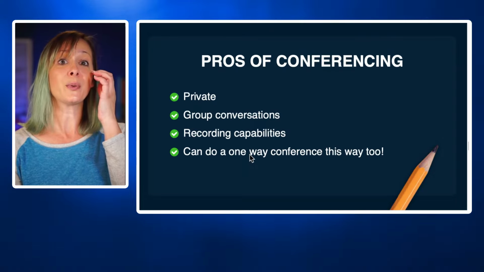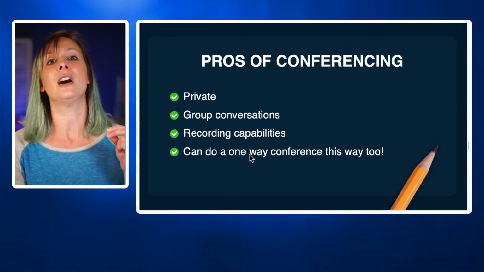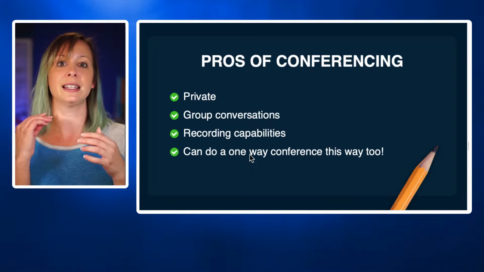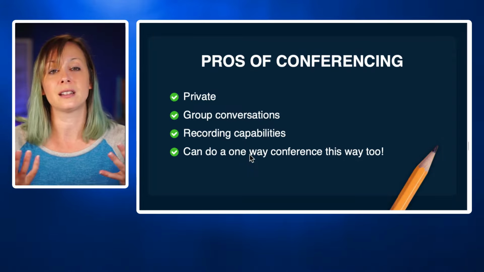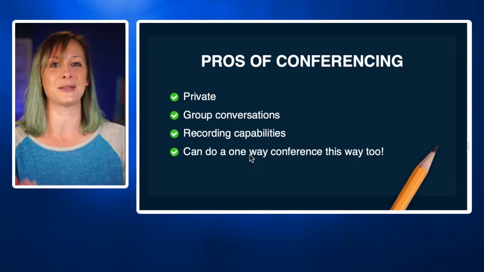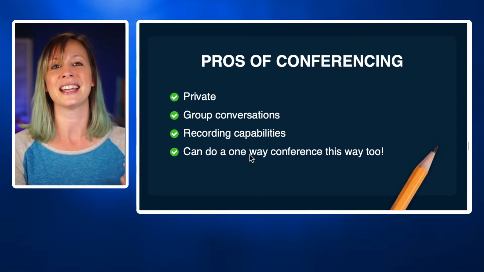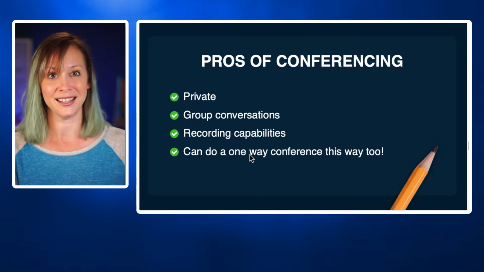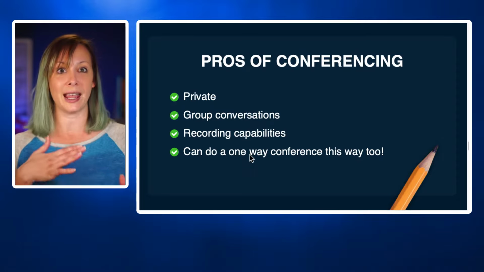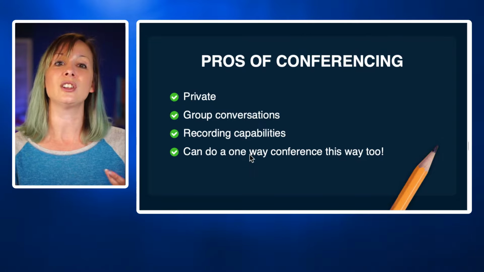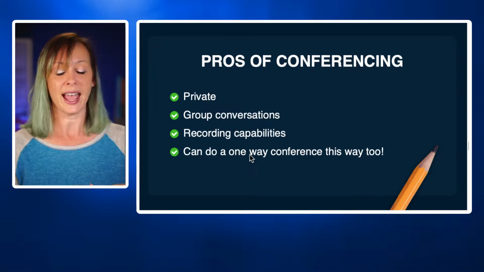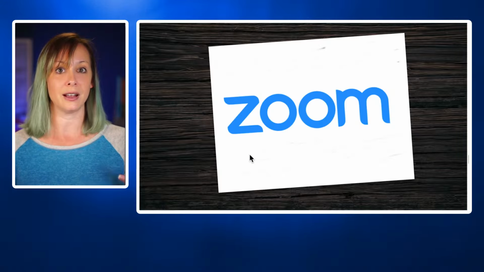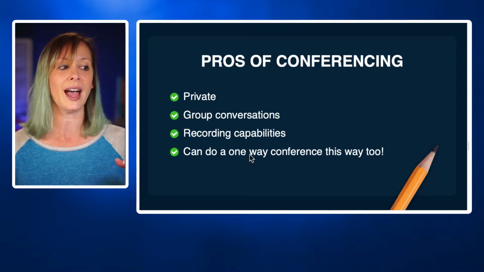Okay, so the pros of a video conferencing solution are that it's private. It's not public. You're not having to share everything that you say with the world. You can have group conversations. You can have recording capabilities. And then you can do one-way conferences this way as well. So you have a little bit of flexibility with that.